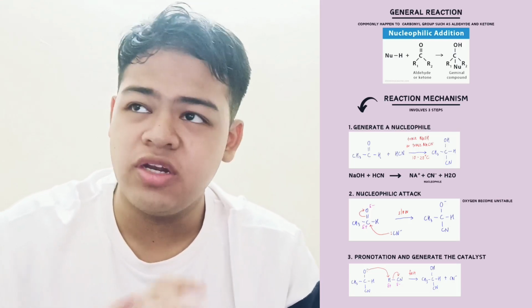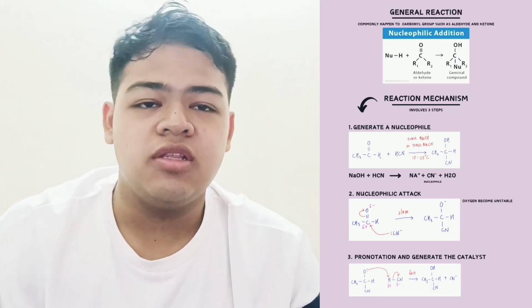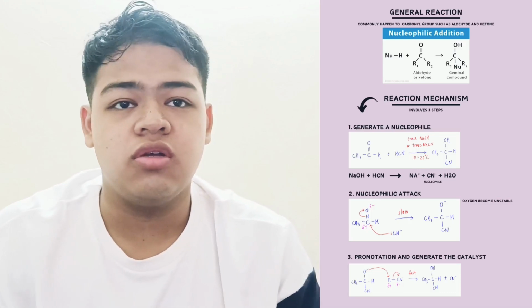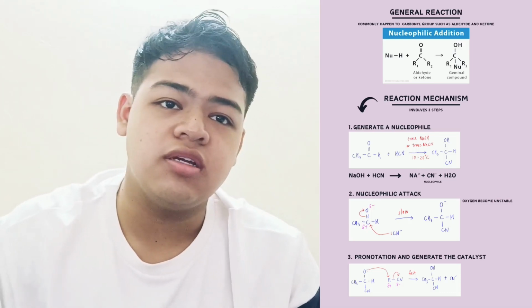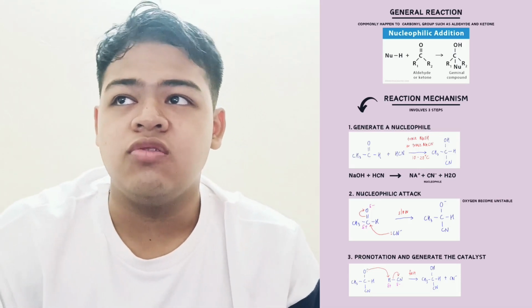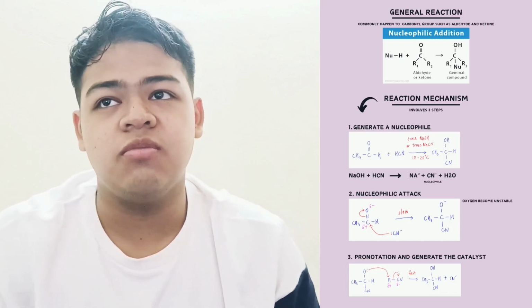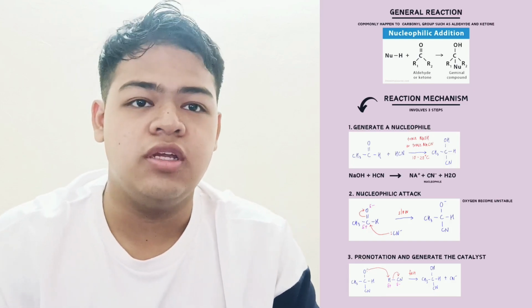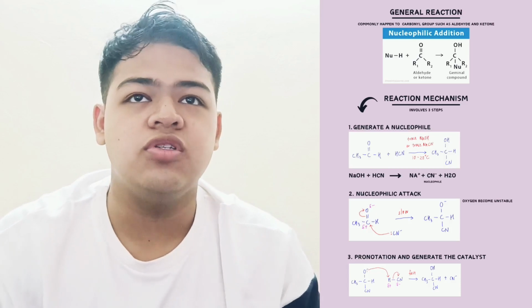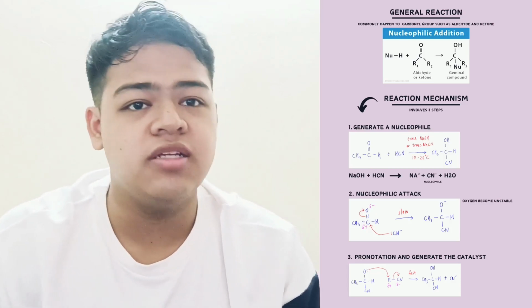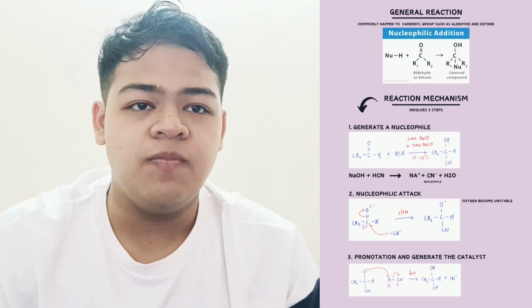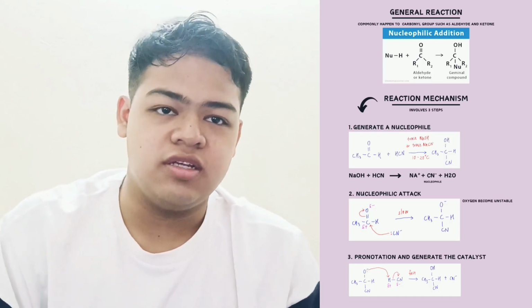So if we want to generate this nucleophile, there is a method using a trace of NaOH or trace NaCN. If we want to use a trace of NaOH, the first step is to react the NaOH with HCN first. It will produce Na+ CN- plus H2O. So the nucleophile is CN-.